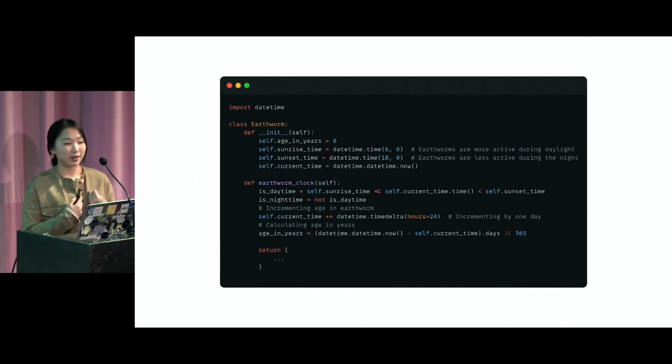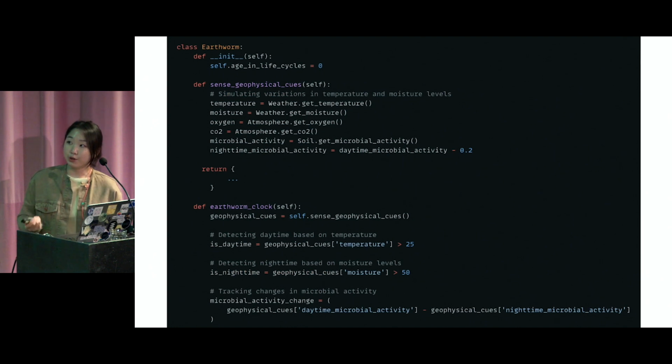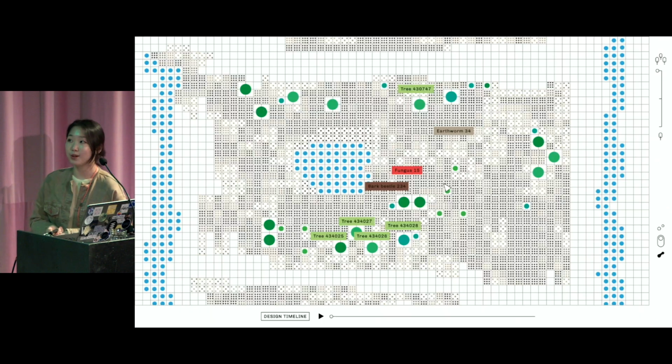In human perspective, we can say that when the sunlight hits our eyes, we know that it's morning. But for the earthworms, indeed, they live underground, so sunlight might not be the kind of cue that tells them it's morning. Maybe morning for them means warm and dry soil. So these are examples of how we can embrace diverse perspectives in the model.